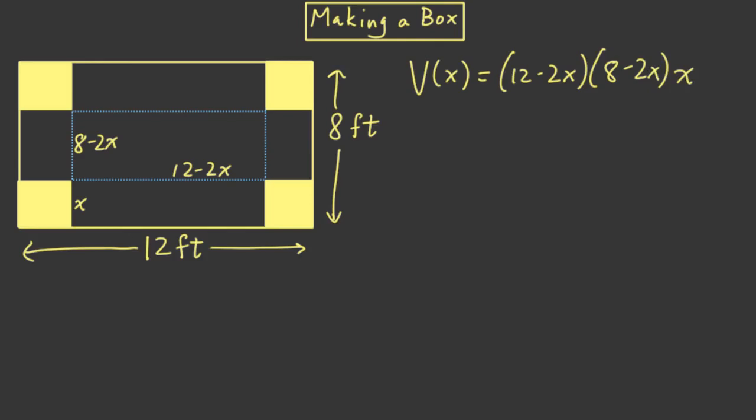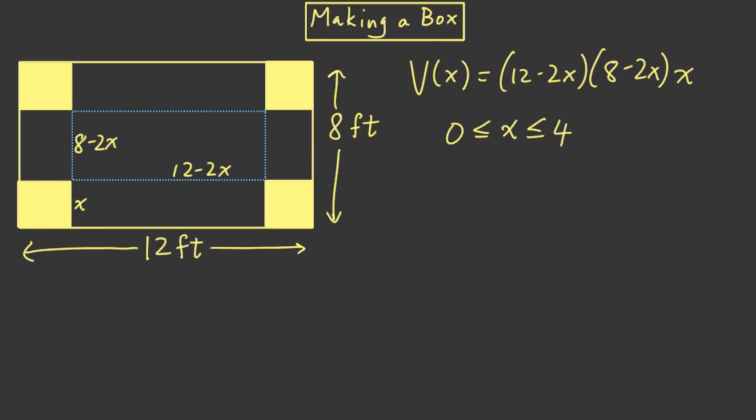We also asked you to figure out the allowable interval for x, and hopefully you figured out that x can't be below 0, and it has to be less than or equal to 4. Otherwise you get negative width, and I don't think that really works for a box.